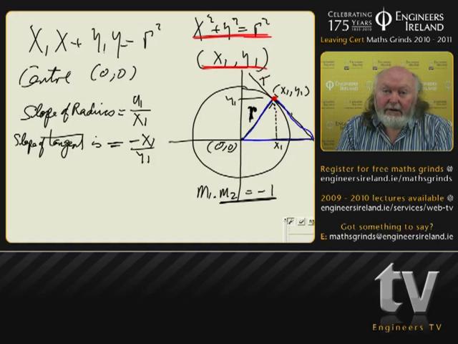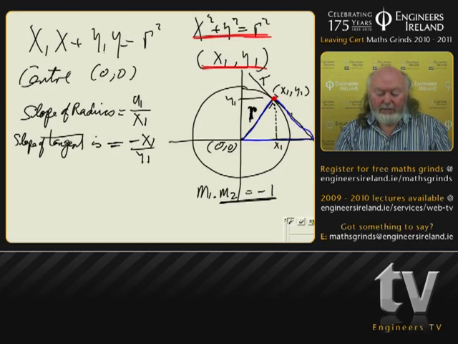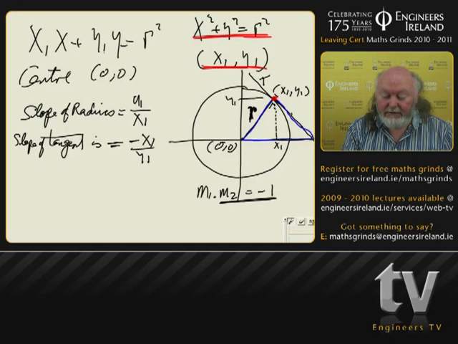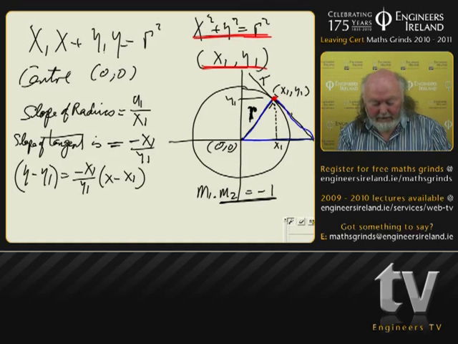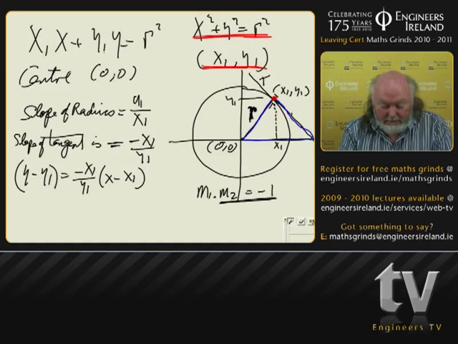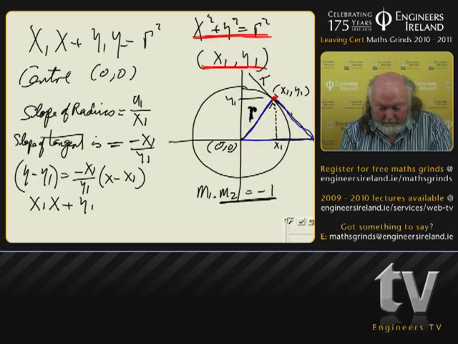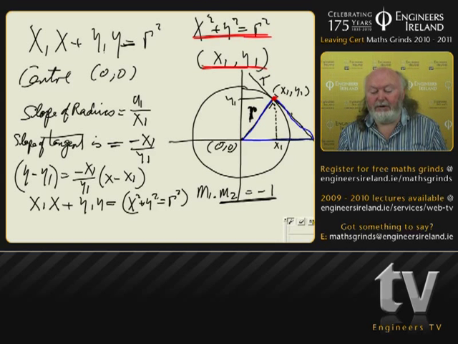So now, let's plug that in to the equation of a straight line. And what we'll get is y minus y1 is equal to minus x1 over y1 by x minus x1. And when we simplify that down, we just get x x1 plus y y1, and that's equal to r squared, which is what we looked for up at the top.